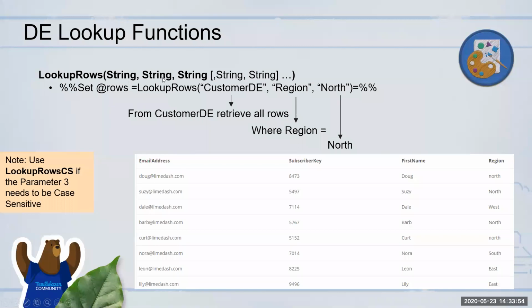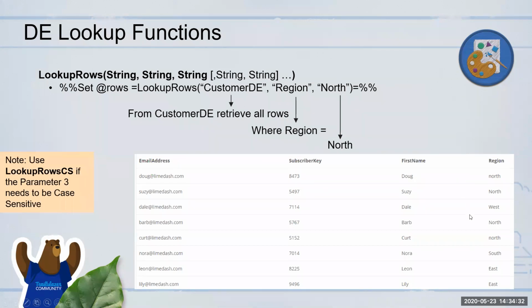Here it's much simpler. First you give the data extension name, and then you give the where clause. I don't have to give the specific column name from which to retrieve a field, because ultimately I want all the fields returned, meaning every row that satisfies this condition. I can have multiple conditions paired, like where region equals north, where email address equals so and so, where rank equals 3. I can keep on giving multiple conditions, and it will evaluate all of them and give you the rows that satisfy all those conditions.